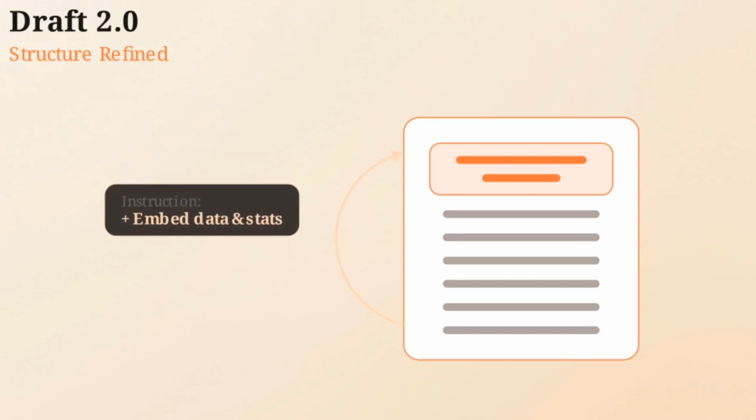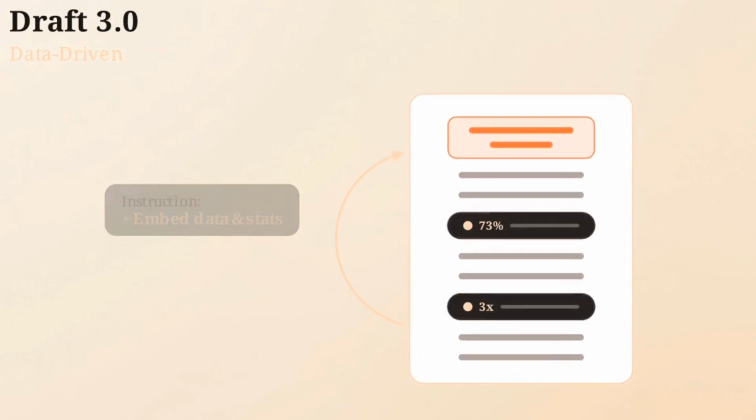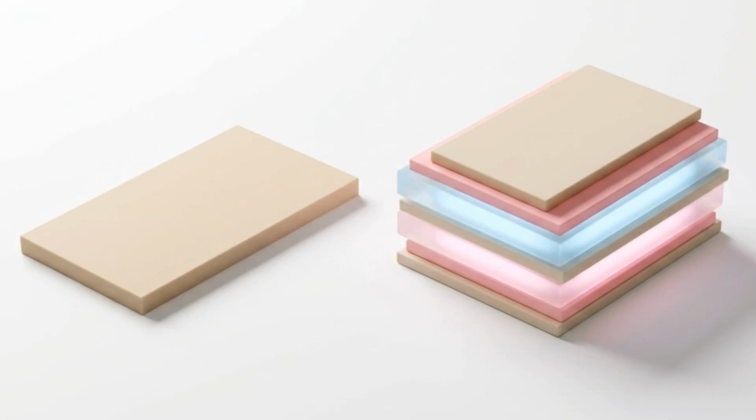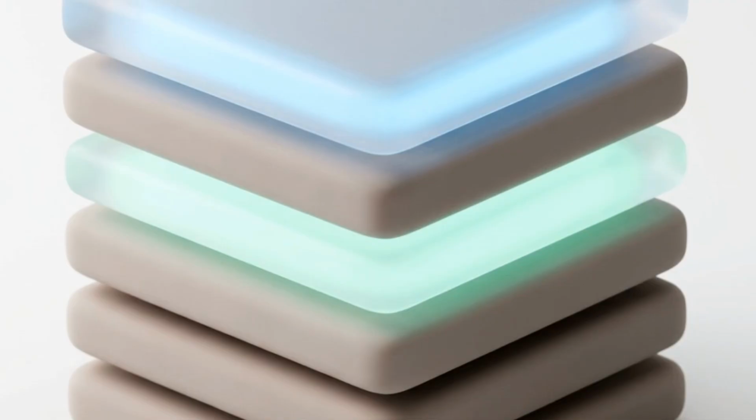Next, we feed that improved version back in, commanding it to embed specific statistics and data to back up the new claims. The model integrates the hard numbers directly into the existing text. The difference in quality comes from this iterative process. Each loop adds a new layer of detail that wasn't there before, resulting in a final post that is far more targeted than any single prompt could produce.